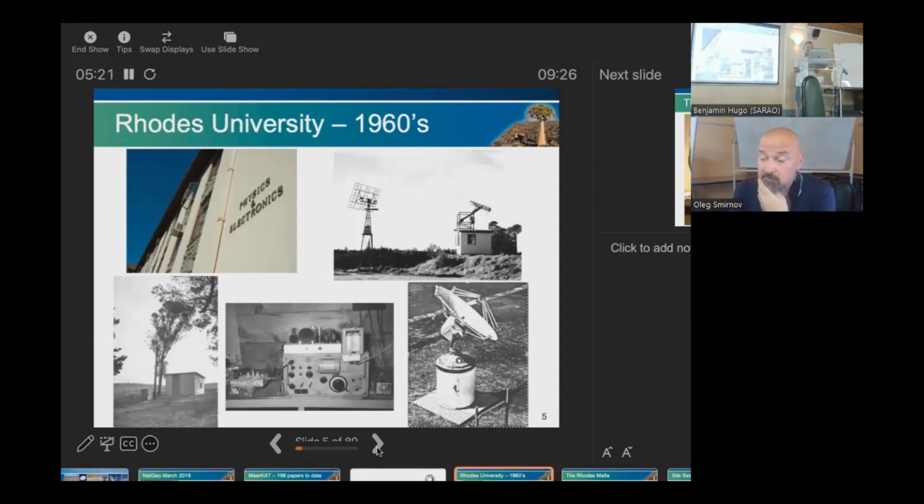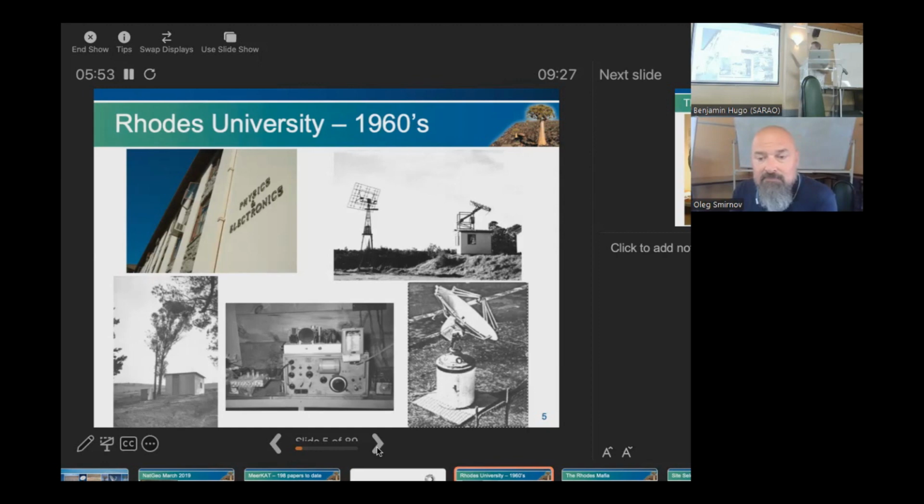Again, as Oleg said, radio astronomy in South Africa started at Rhodes. For those of you who are interested, I can tell you where the first radio telescope in Africa was located. And here it is. It's a solar radio telescope. A couple of helical antennas here and some Yagi antennas over there, on top of a hut. That was set up in the late 50s, early 60s.